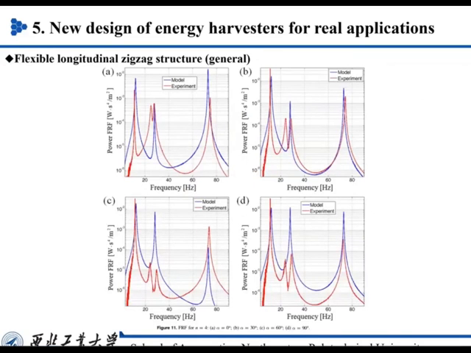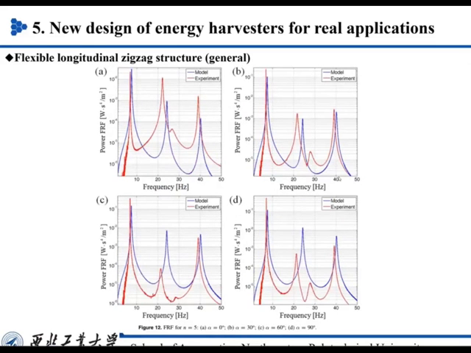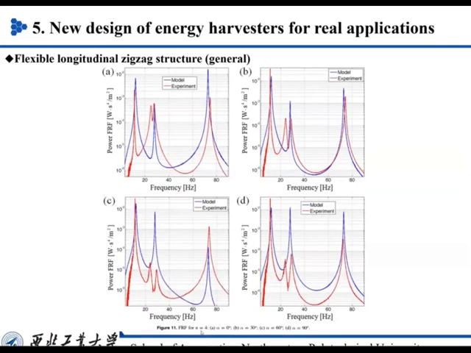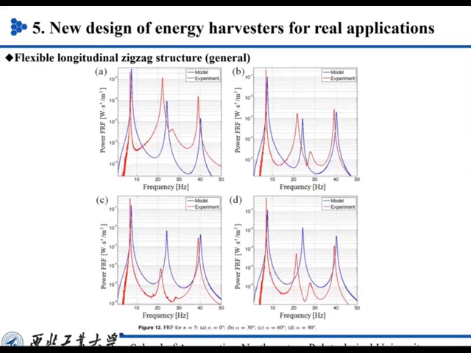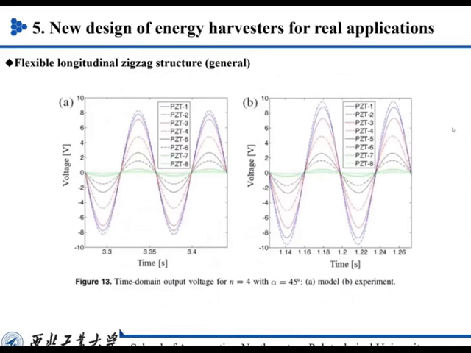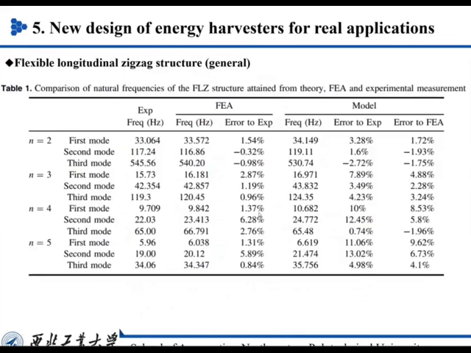We also get the power function and the frequency response function. This is for n equal to 4, that means 2 blue beams and 2 red beams. This is n equal to 5. We compare the experiment result with the model, and we put a total of 8 piezoelectric patches, like this picture.